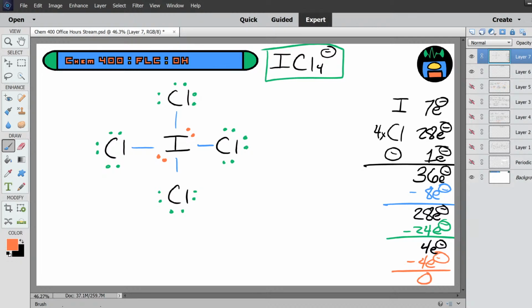Now, Kate, getting to your question, which was why does iodine have 2 lone pairs, even though chlorine is more electronegative? The answer to that question is all about minimizing formal charge. So let's calculate some formal charges here.